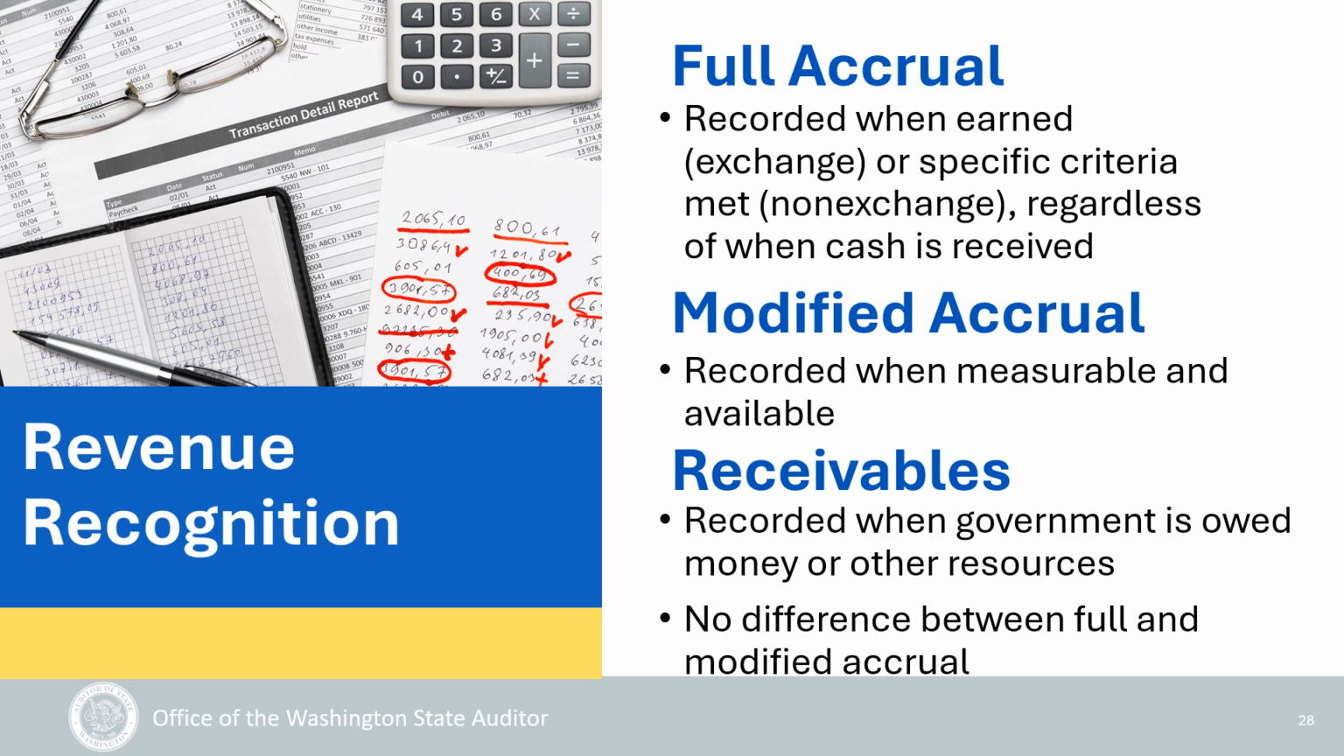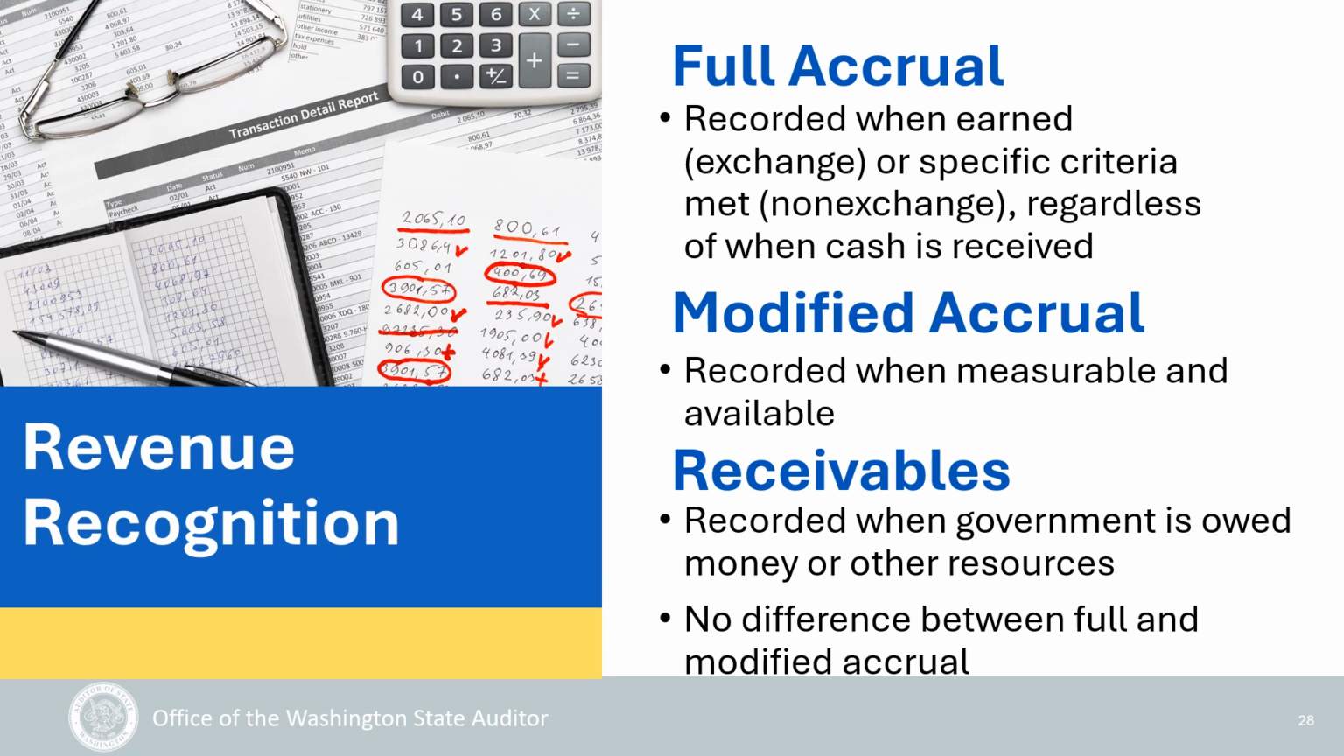Before we move on to examples, let's discuss receivables. Receivables are often the other side of the revenue transaction. In both modified and full accrual accounting, the receivable is recorded when the government is owed money or other resources. There is no difference in when receivables are recorded between the two bases of accounting. The difference is in the revenue recognition, or when the revenue is recorded.